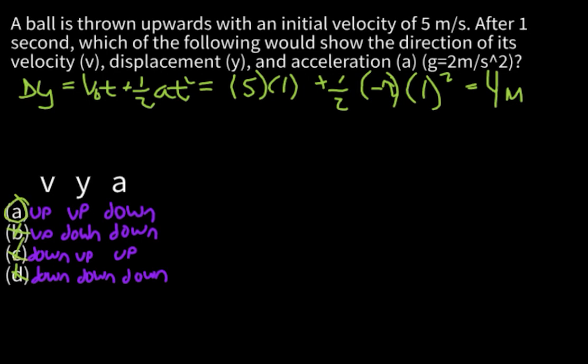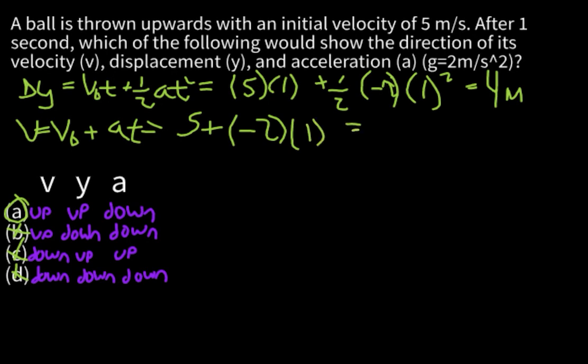And if you wanted to double check that to make sure, you can use the equation that final velocity equals initial velocity plus acceleration times change in time. Substitute in values to get 5 plus a -2 times 1, which will give you a velocity of 3 meters per second at this time. So that tells us that its velocity after 1 second is still going to be upwards. So that means choice A is correct.